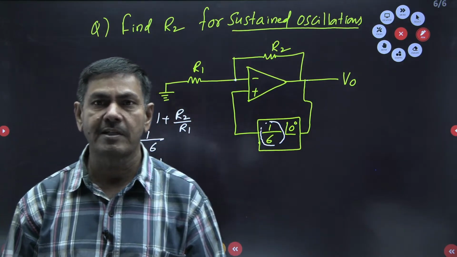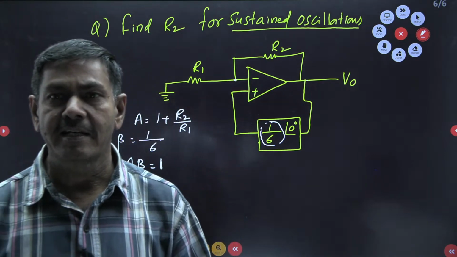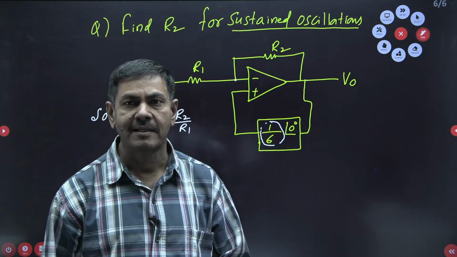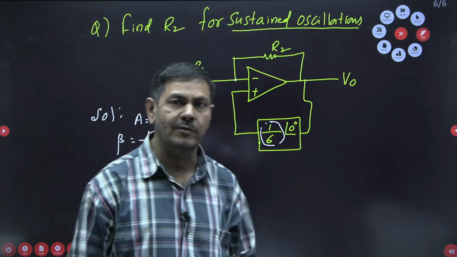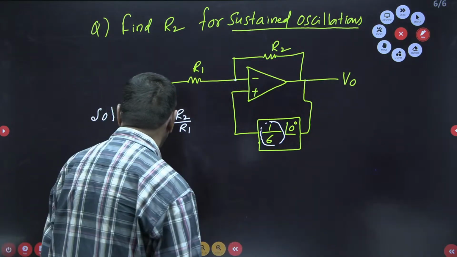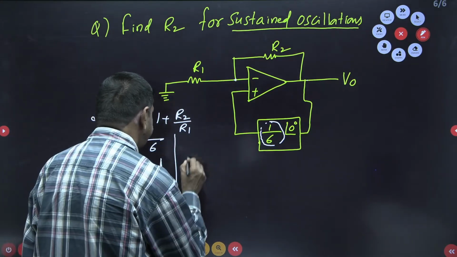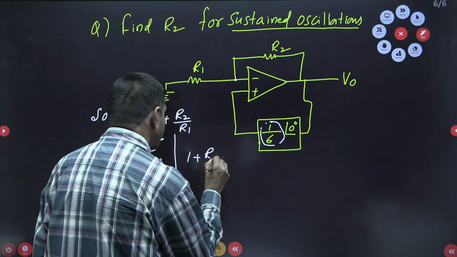Did you understand, Siva? Did you understand or not? R1 is not given. If R1 is given, a constant value is available. Otherwise, you will get the answer in terms of R1 only. Not given only. Yes, we can try. But here A is nothing but 1 plus R2 by R1.